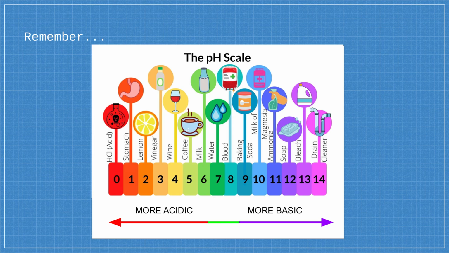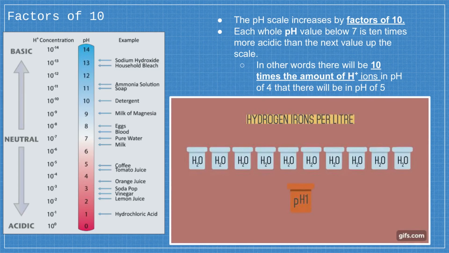So if you recall, on the pH scale, 0 to 7 is acidic and 7 to 14 is basic. The pH scale increases by factors of 10. Each whole pH value below 7 is 10 times more acidic than the next value up the scale. In other words, there will be 10 times the amount of H plus ions or hydronium ions in a pH of 4 than there will be in a pH of 5.